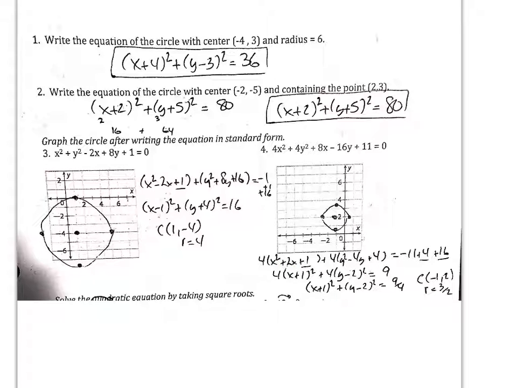Here, you still have the 4s in the front, so the last thing you do is divide everything by 4, and you get 9 fourths, which means your center is the opposite of what you have inside, -1, 2. Your radius, remember, is the square root of that. And I know it's a fraction, but you just take the square root of the top and the bottom, so you get 3 over 2. So you go to your center, you go up 1.5, 3 over 2 is 1.5, right 1.5, left 1.5, down 1.5, and draw your circle.